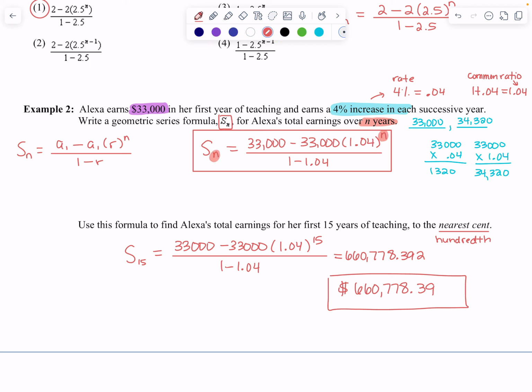So just making sure that if they ask you to write something, like write a function that represents this, or write this geometric series formula, they're even telling you exactly what kind of formula. If you go to your reference sheet, that's exactly what it's called, geometric series. But you had to write it before you plugged into it.